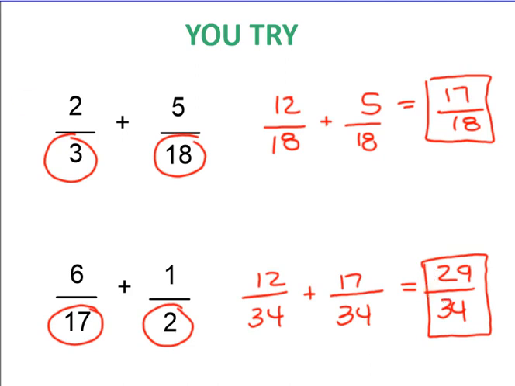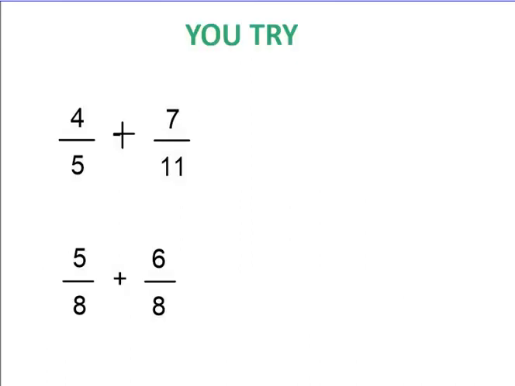All right, you can go ahead and pause if you're not done, but if you are done, let's go over them. So for both of them, they had unlike denominators. For the first one, they had a common denominator of 18. So I got 17 over 18. For the second one, they had a common denominator of 34. And so the answer was 29 over 34. All right, go ahead and try these two.